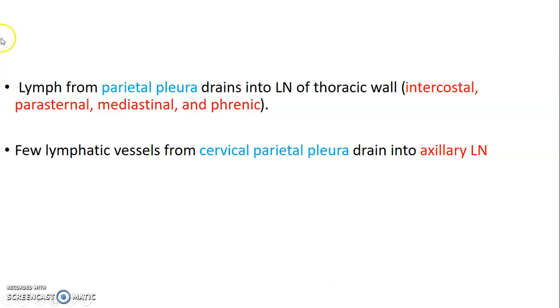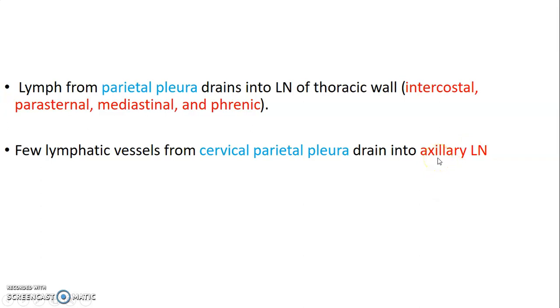Lymph close to the thoracic wall will drain into intercostal, parasternal, mediastinal, and phrenic lymph nodes, while the lymphatic vessels from the cervical parietal pleura, the parietal pleura at the apices of the lung, will drain into the axillary lymph nodes.